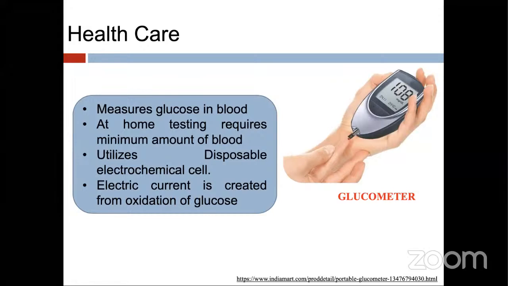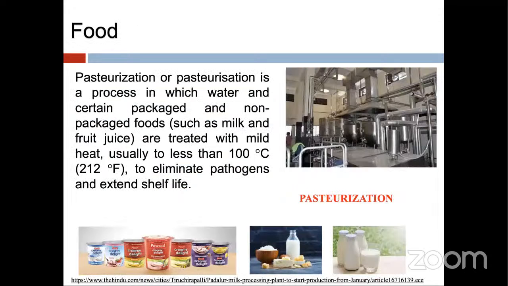Then the glucometer, most of you have seen this glucometer in your houses. Now at your home only you can measure how much glucose you have. You have test strips, you prick a drop of blood on it and you insert it in the device. You don't have to go to the dispensary or healthcare center. So it is again a health monitoring system which has made life easy. Food pasteurization, you can store food for so long, you can have ready to cook food. So these are the advancements in different fields.